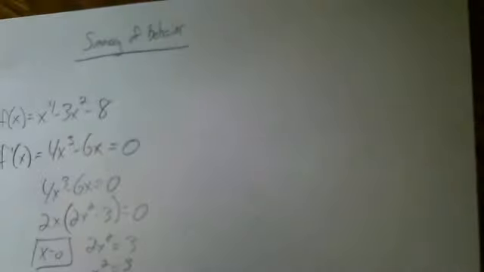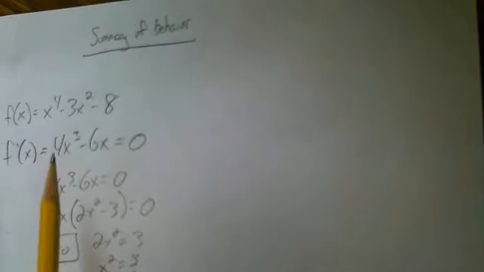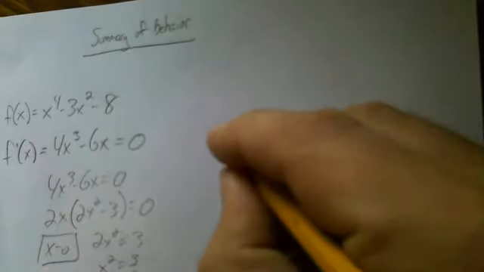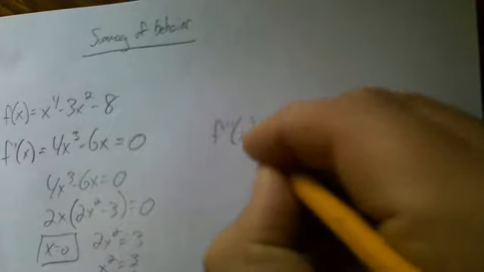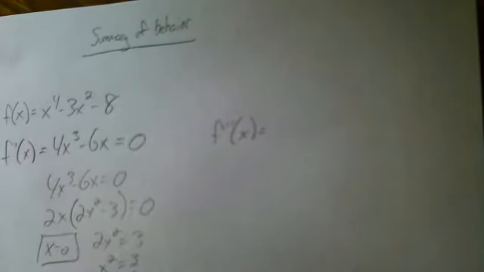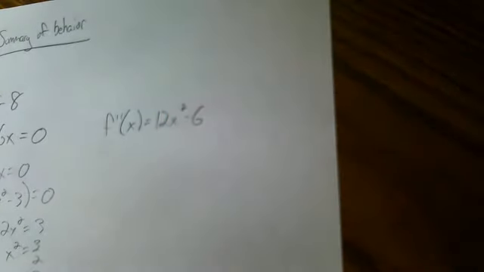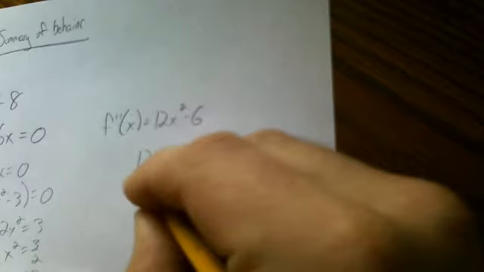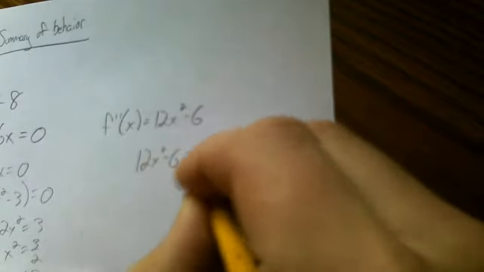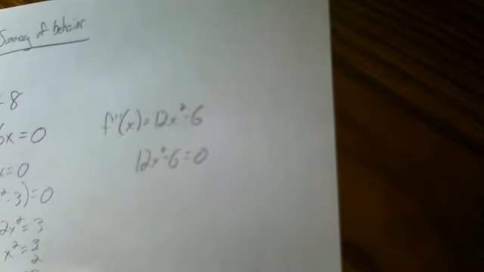Now let's create a concavity chart. Our first derivative was 4x to the third minus 6x. Let's take our second derivative to find any possible critical points. So f double prime of x is 12x squared minus 6. So let's set that equal to 0 and solve for x.